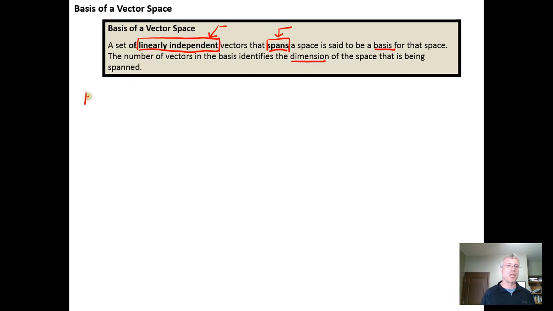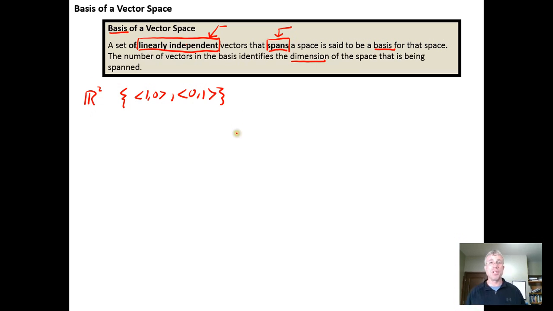So for example, in R2, if we take the set of vectors (1, 0) and (0, 1), we could ask whether this set of two vectors is a spanning set, a basis for the vector space R2. And to do that, we would need to make sure both of these criteria are met.